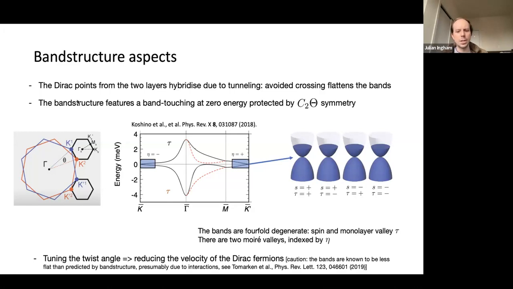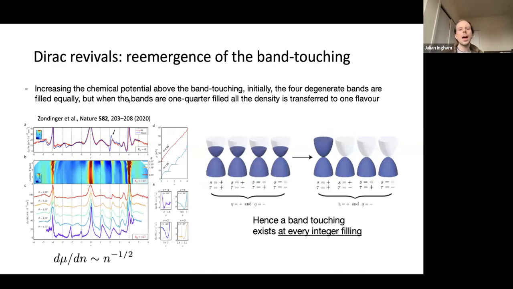So the point of all these words is just that the band structure of twisted bilayer graphene has these Dirac points at two moiré valleys in these blue rectangles, and each of those Dirac points is fourfold degenerate with spin and monolayer valley tau, as indicated right here. And we shall refer to these four states as flavors. So the four degenerate Dirac points correspond to spin up, valley down, etc.